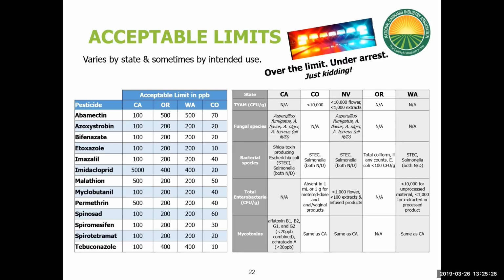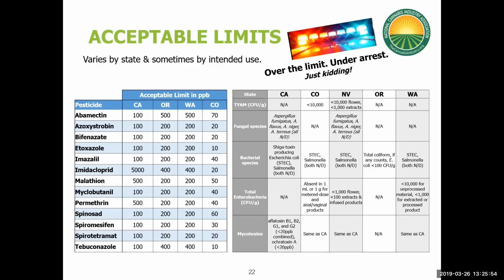So on the left-hand side, you'll notice that, for example, imidacloprid, one of the pesticides along the left-hand side, the acceptable limit in California is 5,000 parts per billion, and in Colorado, only 20. So you can see that these acceptable limits vary greatly state to state, as well as pesticide to pesticide within those states.